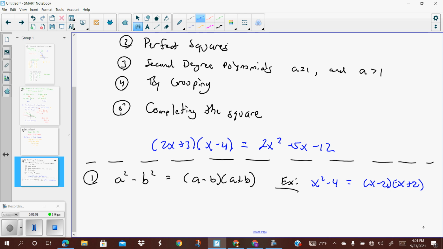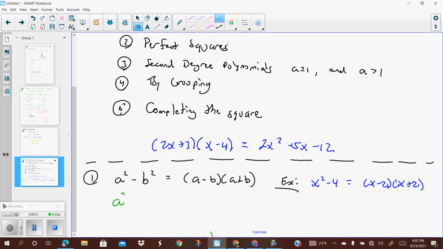I think that the perfect squares are probably one of the easier ones to do as long as you recognize your squares. Let's move into the sum and difference of cubes, though. Those are a little bit more challenging to do. So, the sum and difference of cubes. This is still all part of 1.